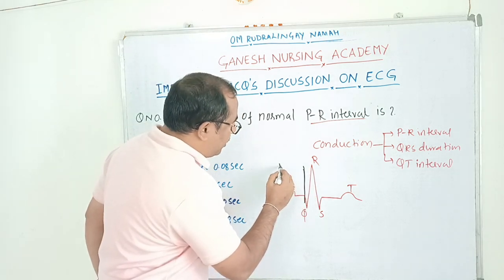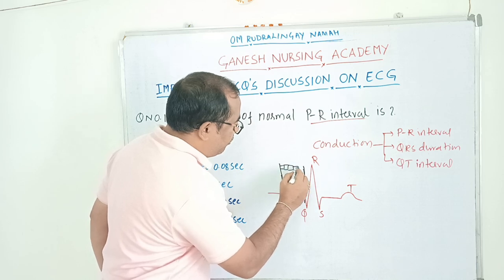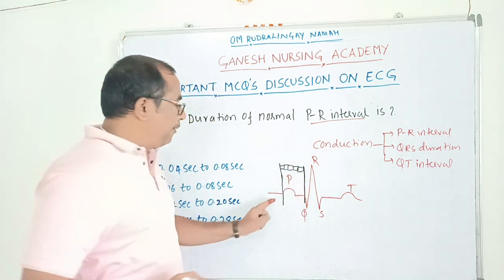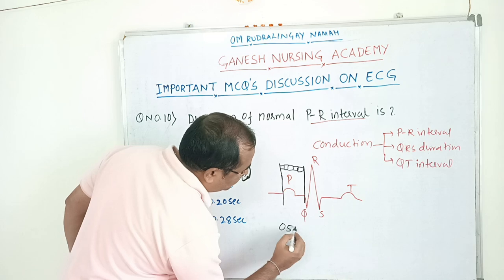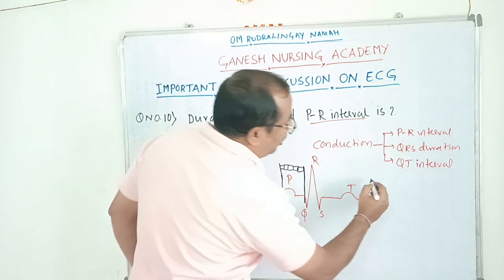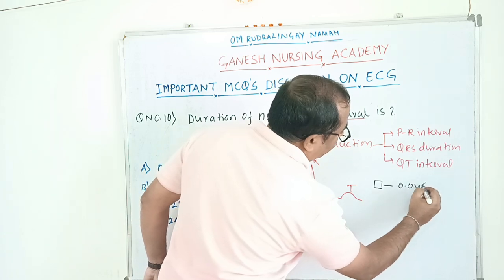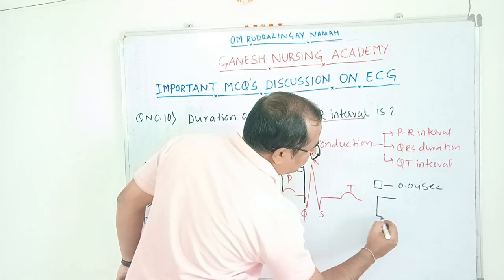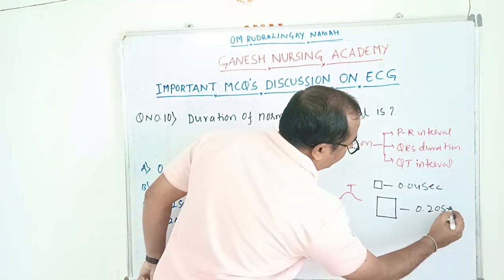After that, we have to count the number of small boxes. How many small boxes are there? 1, 2, 3, 4, 5. So if there are 5 small boxes between the onset of P wave and the onset of Q wave, then we take 5 into one small box duration. One small box duration is 0.04 second, already we have discussed in the last question, and one large box duration is 0.20 second. Already all of you know this.